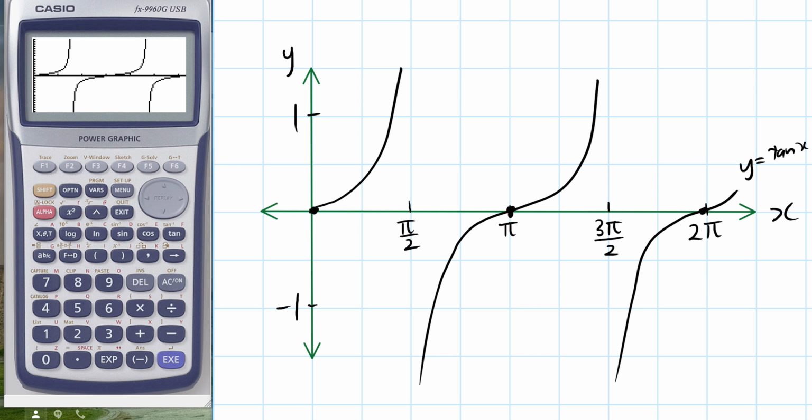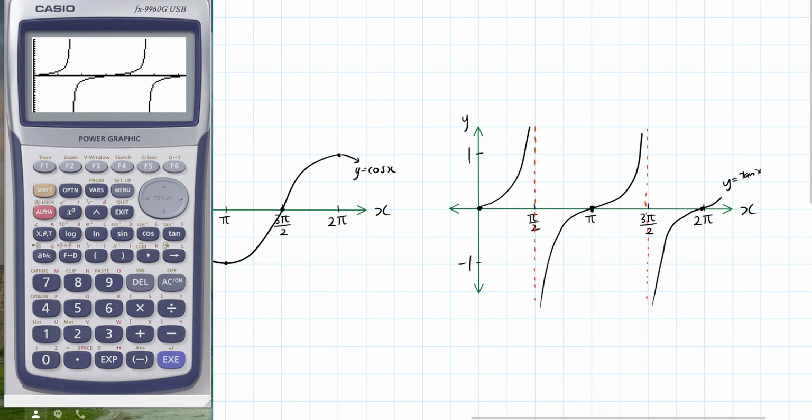Now it's got a couple of features that you can probably see here. It's got an asymptote down here and another asymptote down here, and so you usually draw those features in when you're talking about a tan graph.